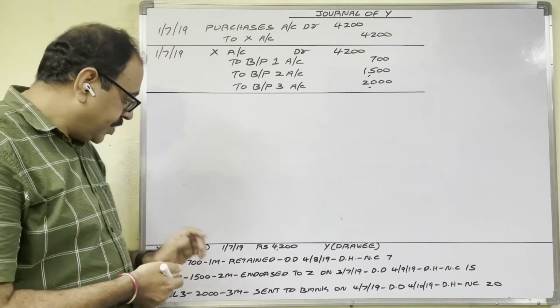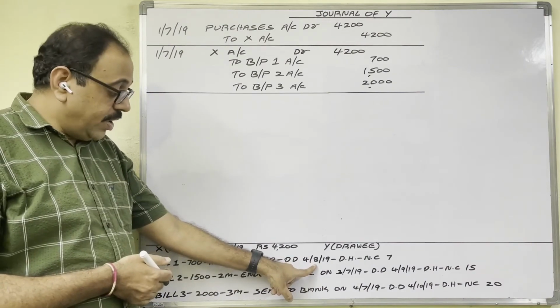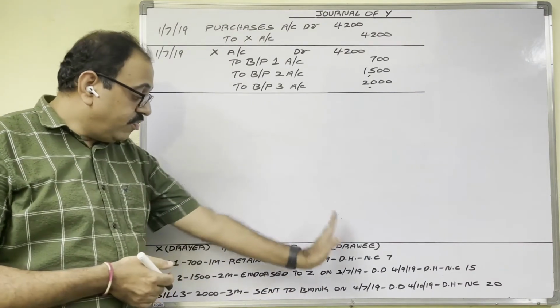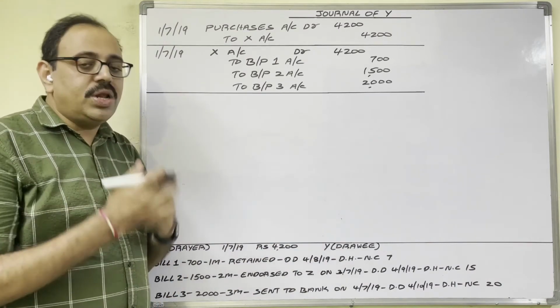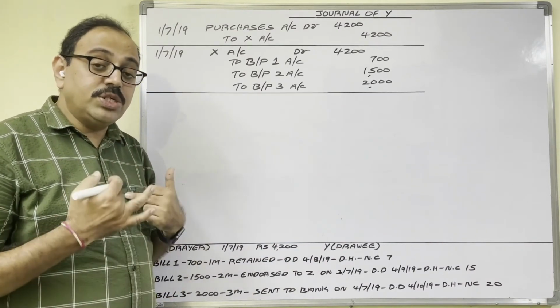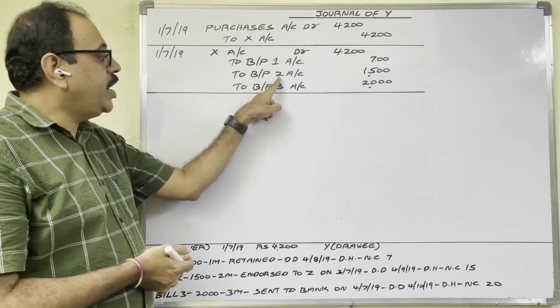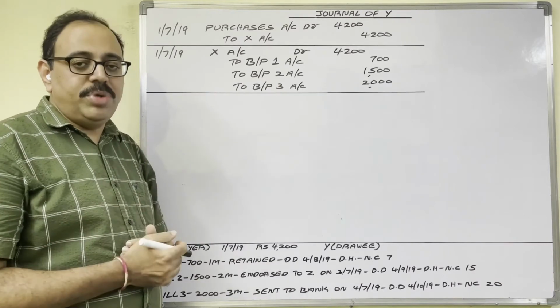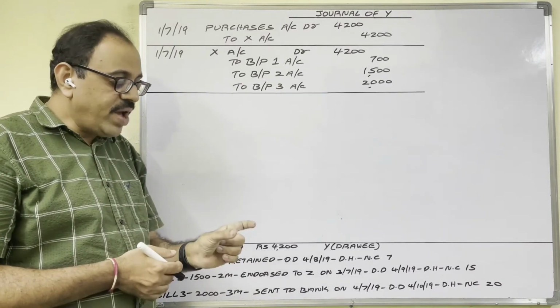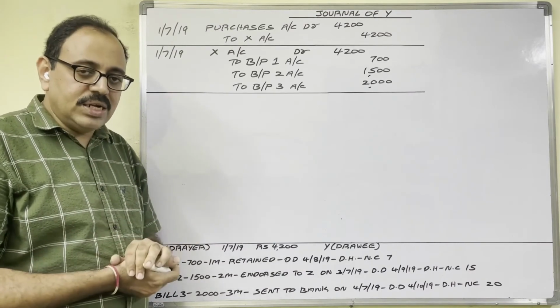Next, what happened? First bill due date. On that day, X came to Y. Y dishonored the bill. For that, in Y's books we have to write the journal entry. So there is a bills payable account. When Y dishonors the bill, now there is no value for this bills payable. So this liability will get cancelled.